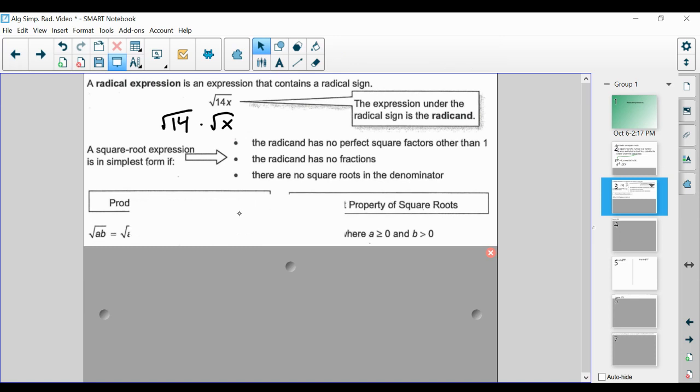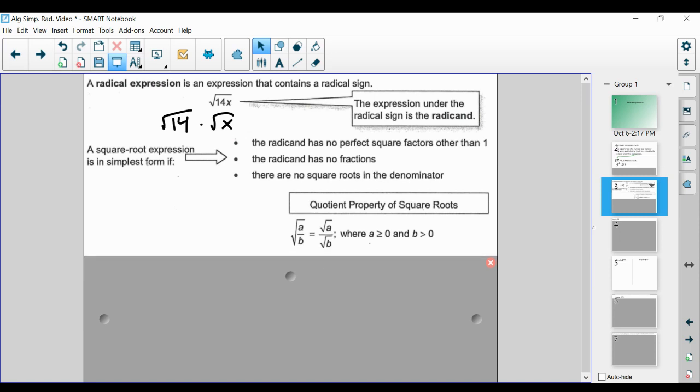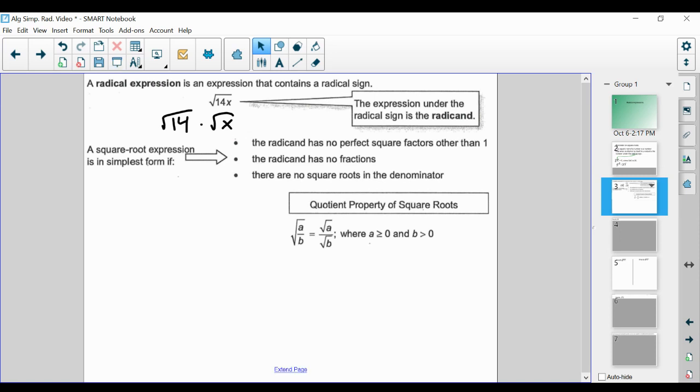We also have what is called the quotient property of square roots, which is very similar to the product property. If we're taking the square root of a fraction, a over b, we can break that up as the square root of a divided by the square root of b, again, where a and b are whole positive numbers.